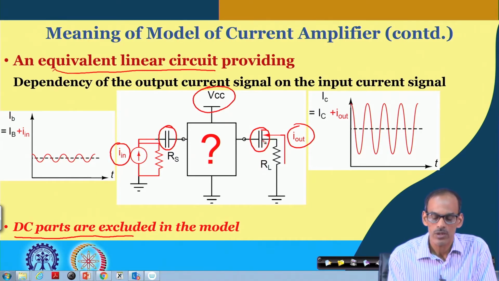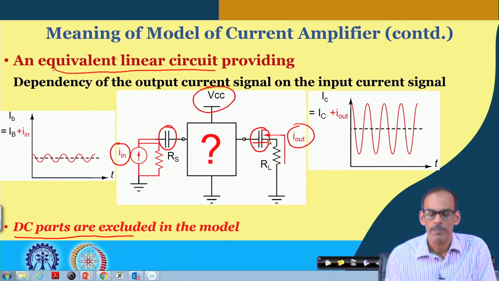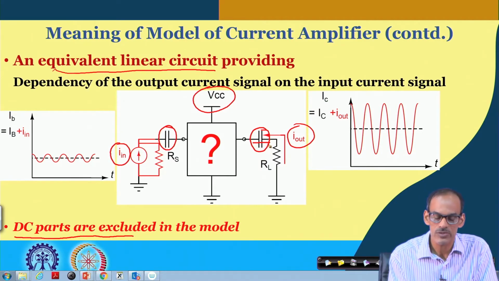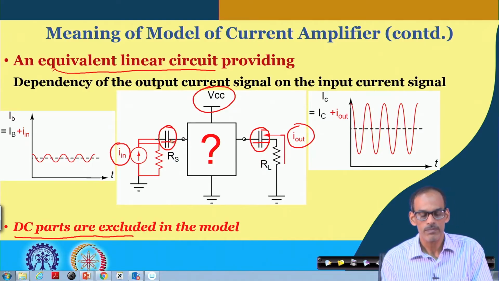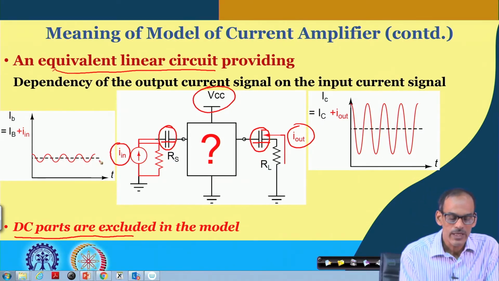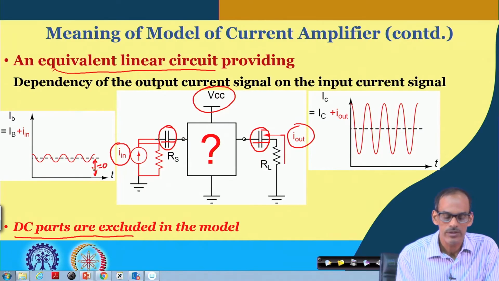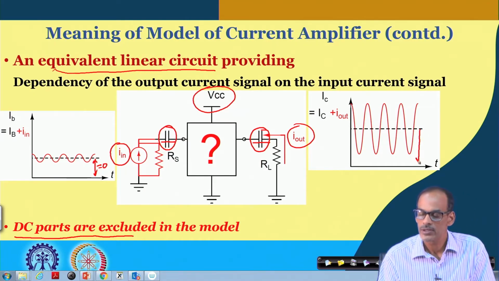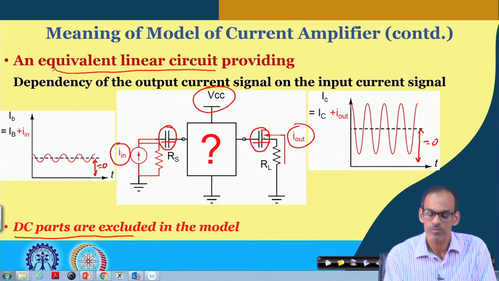In the model, however, since we are focusing on a signal of sufficiently high frequency, this capacitor works as a short, and this one is also working as a short. So, as I said, this DC part needs to be made 0. Likewise, we make the DC part 0 by putting this capacitor.